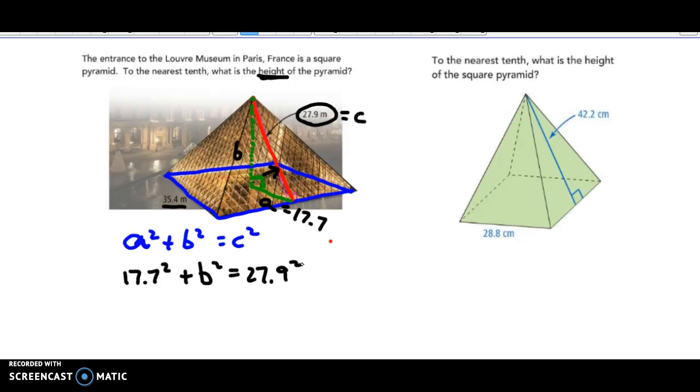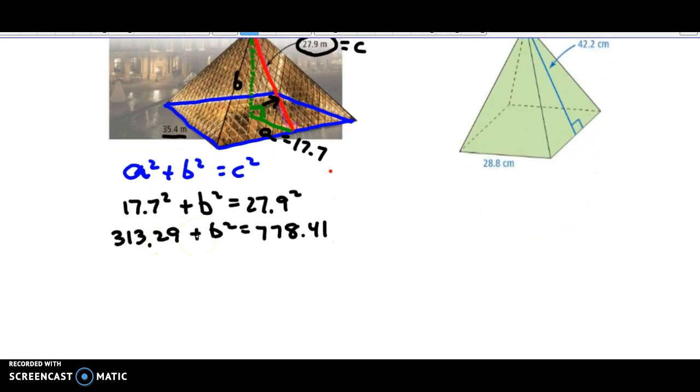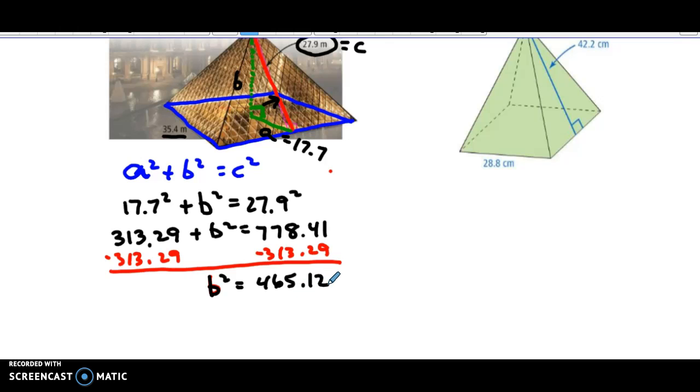So now we're going to simplify. We're definitely going to want to use our calculators for this because I, for one, do not know 17.7 squared off the top of my head. So I'm going to do 17.7 times 17.7, and I'm going to write down exactly what I get, which is 313.29. And then I'm going to do 27.9 squared and write down exactly what I get, which is 778.41. Now to get B by itself, I'm going to simplify by subtracting from both sides. So when I subtract, I get a difference of 465.12.